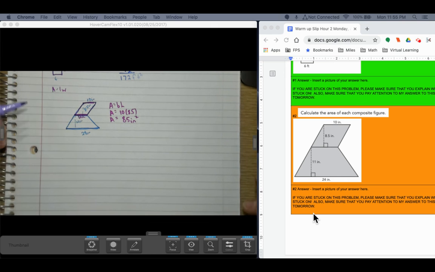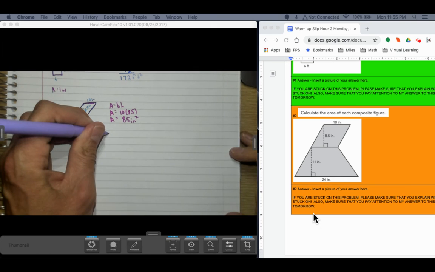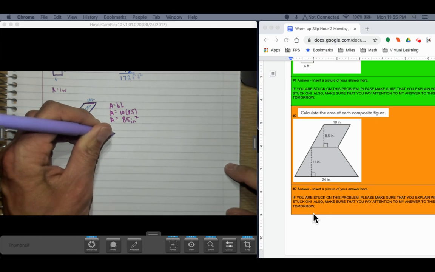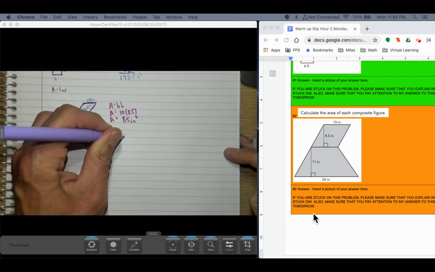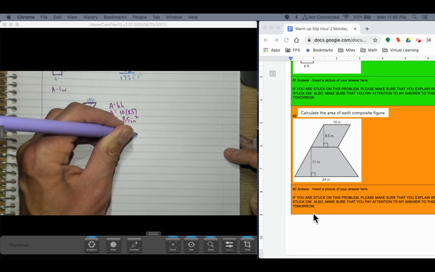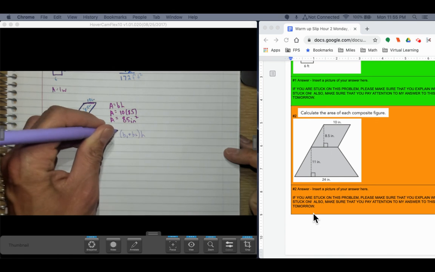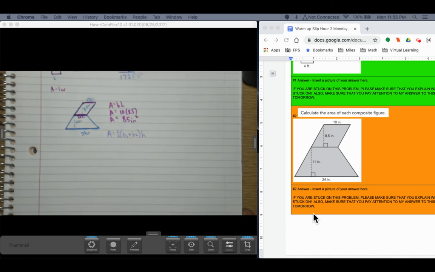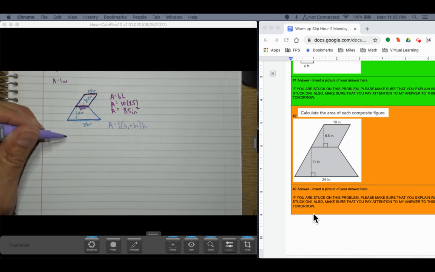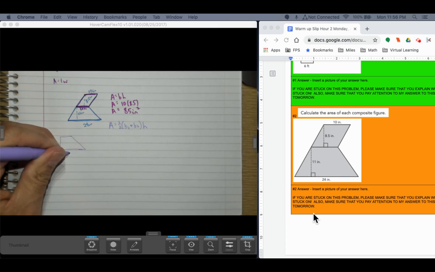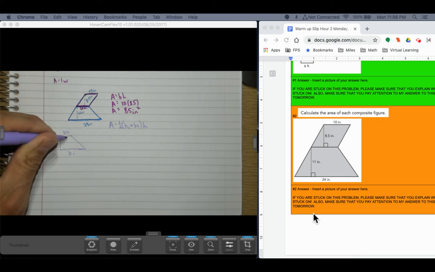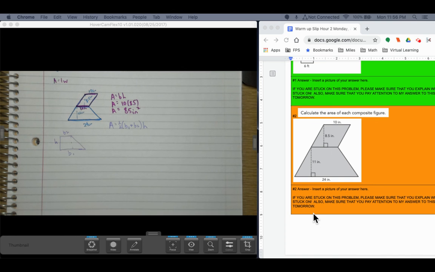The bottom part of this is a trapezoid, and trapezoid is tricky. I'd have to look it up for sure, but the area of a trapezoid is you take base 1 plus base 2 times the height and then times that whole thing by 1/2. Let me show you what's going on here. When I have a trapezoid, it has one pair of parallel lines like this. This is base 1 and this is base 2. And then the height is right here.